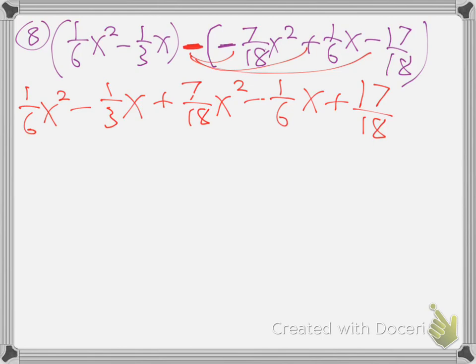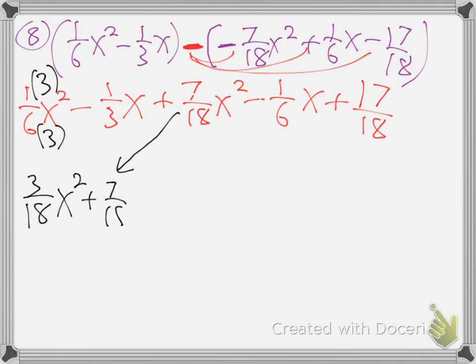Good, good, good. Now, I got to combine like terms. So I got to combine 1/6 x squared with 7/18 x squared. How do I combine those? You make them equal. Make them a common denominator. Make the top and bottom 18. So I'm going to multiply top and bottom of this one by 3, and it'll be 3/18 x squared. Bring this guy over. Plus 7/18 x squared.